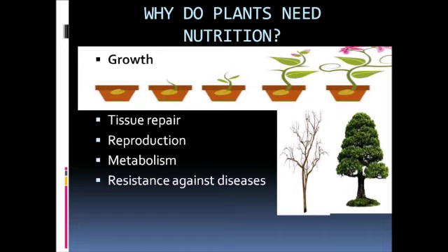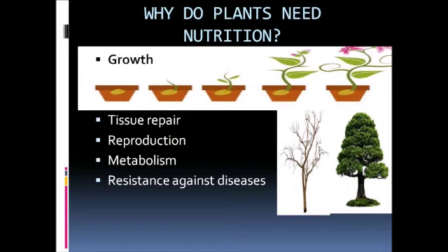Next important thing is reproduction. Now, plants need food even for reproduction. What is reproduction? To produce more plants. We are going to study reproduction of plants in detail in a further chapter.